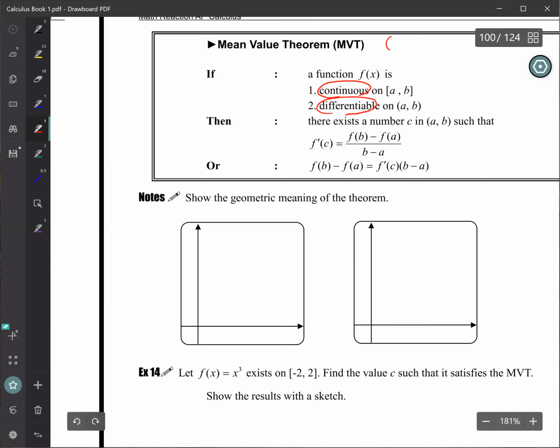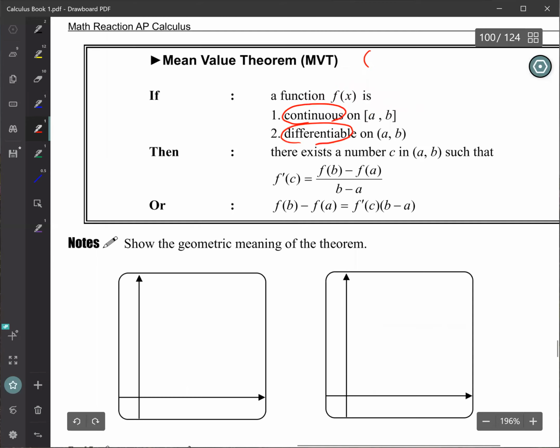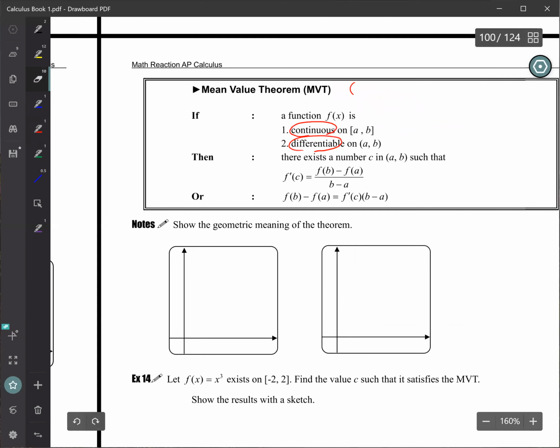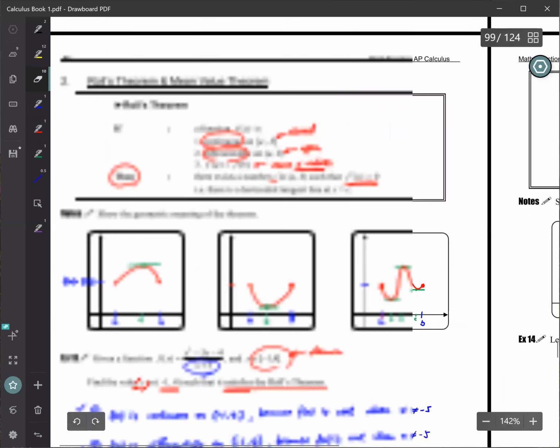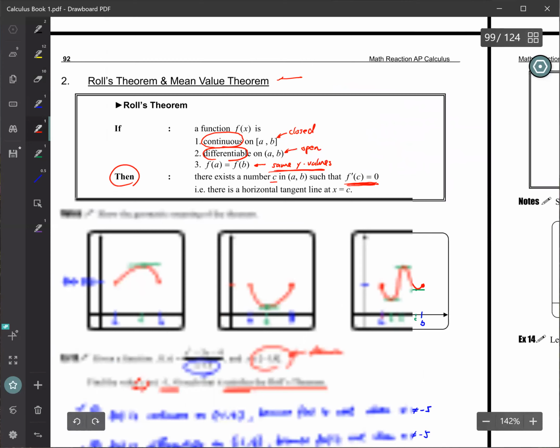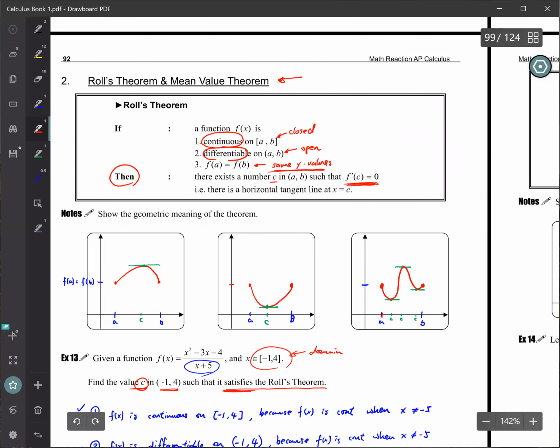Okay, so let's go back. Rolle's theorem will be a special case of mean value theorem. So on the previous page, you can write it down. Down here. Okay, Rolle's theorem is a special case of MVT, mean value theorem.